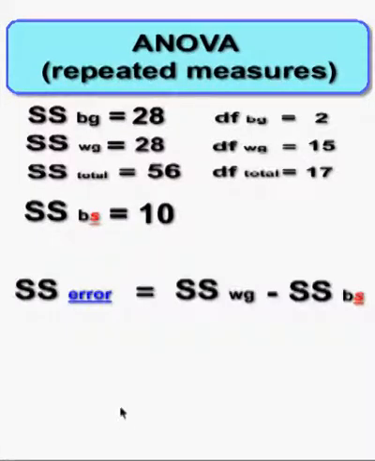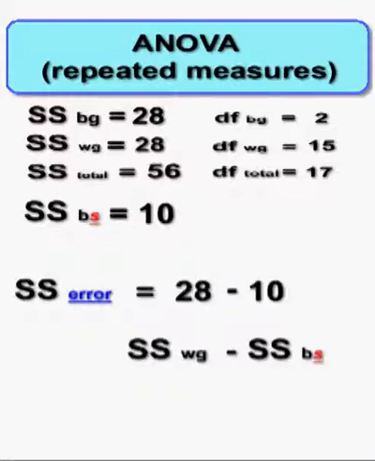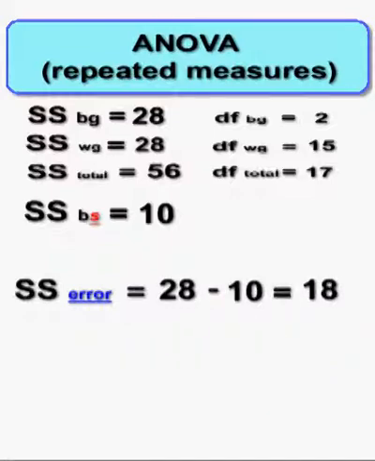So now here's the sum of squares for the error. That equals the sum of squares within group minus the sum of squares between subjects. That's the one we just calculated right there. So we're going to plug in the real values, and we get a grand total of 18 from the sum of squares for the error.